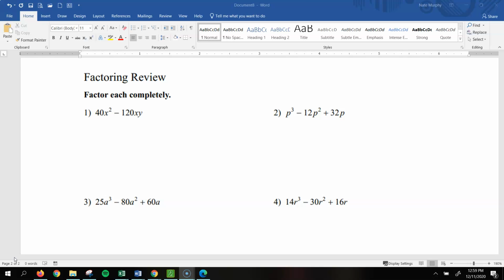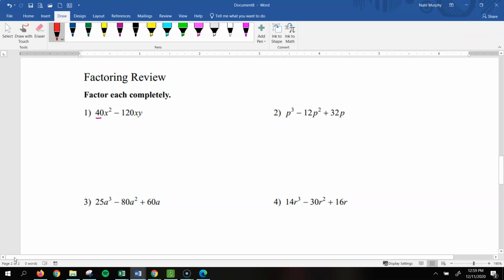I always like to just start with the smallest number that we have, and see if that goes evenly into both of the numbers. And sure enough, 40 goes into both 40 and 120. So we're going to start by factoring out a 40x. Now when I do that, I'm dividing everything again by 40x. So 40 divided by 40 would be 1, and if we factor out an x from x squared, we're left with 1x, or you can just say x. Now the next is going to be minus, and 120 divided by 40 would be 3. And if I factor an x out, I'm left with just y.